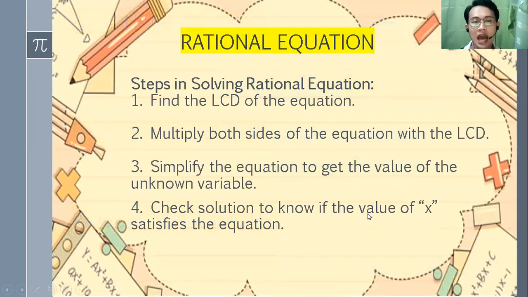We have here four steps in solving a rational equation. First is to find the LCD of the equation. LCD means the least common denominator. Second, multiply both sides of the equation with the LCD. Third, simplify the equation to get the value of the unknown variable. And fourth, check the solution to know if the value of x satisfies the equation. The word satisfies here, I'm going to explain to you later on.